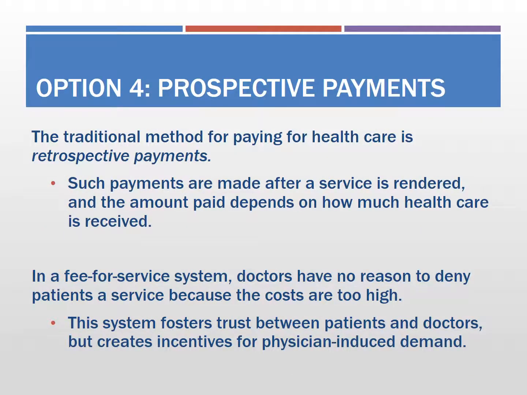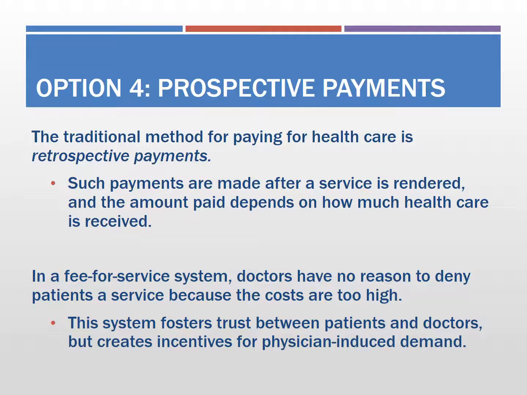So the last option here is creating prospective payments to contain the moral hazard problems. Traditionally, we always have a retrospective payment system in healthcare. So it's a payment made after the service is rendered, and the amount paid depends on how much healthcare is received. One particular type of retrospective payment is called the fee-for-service system.